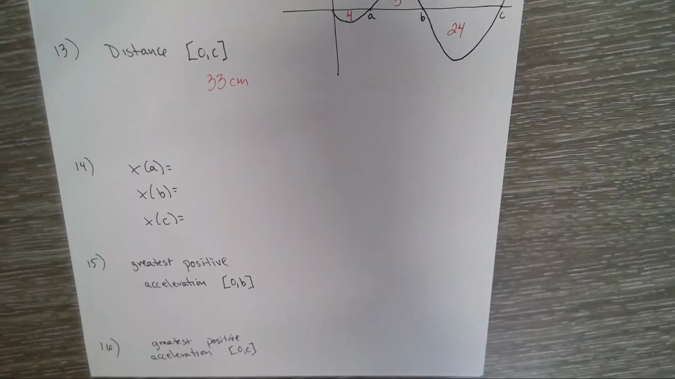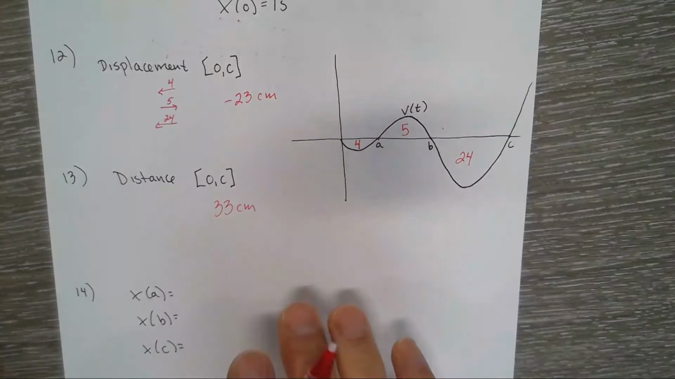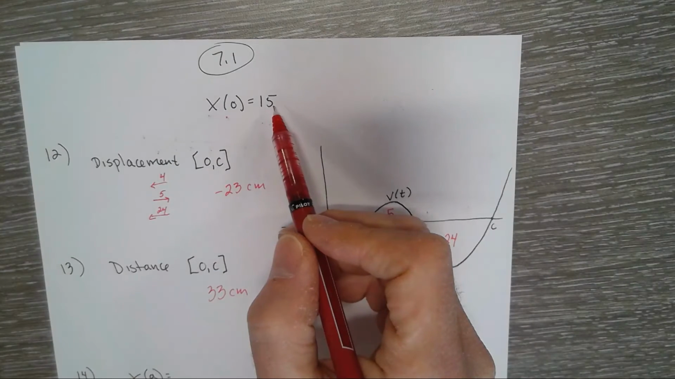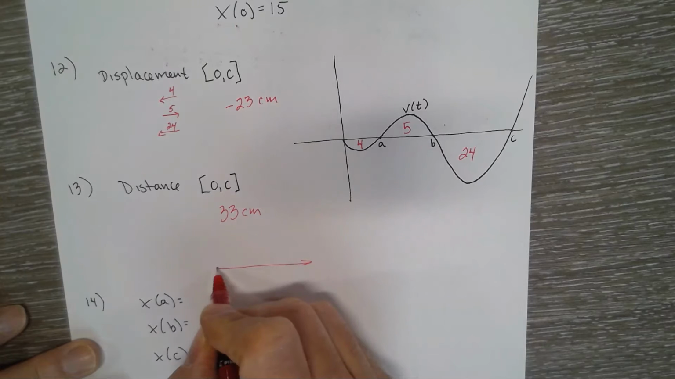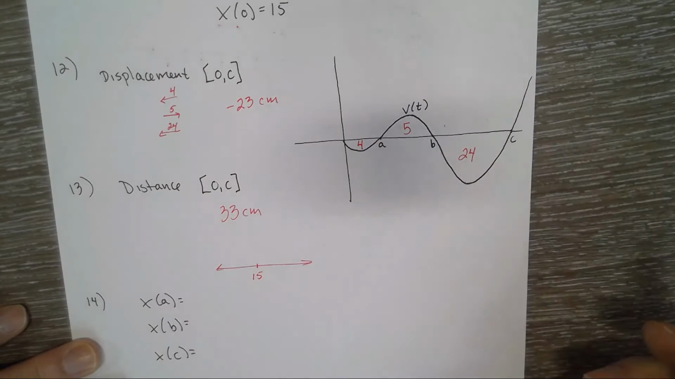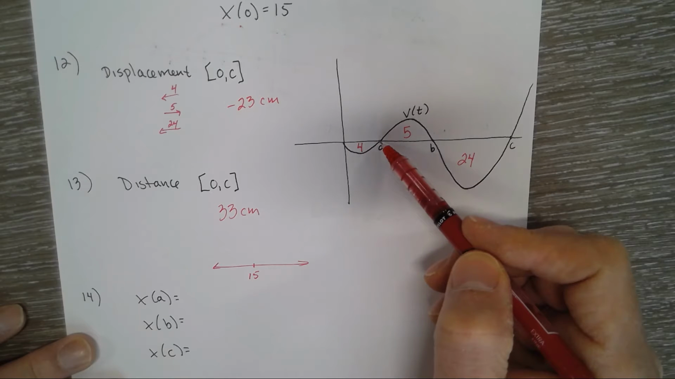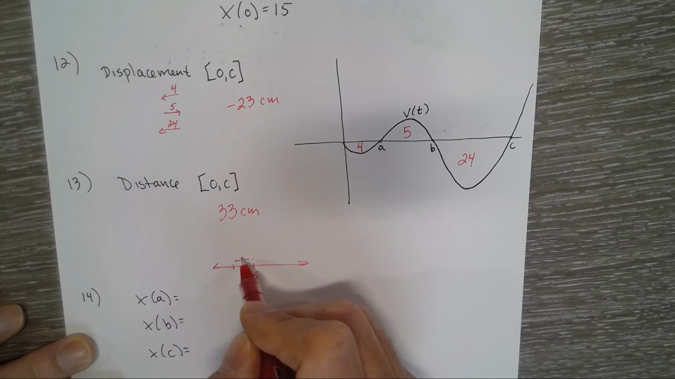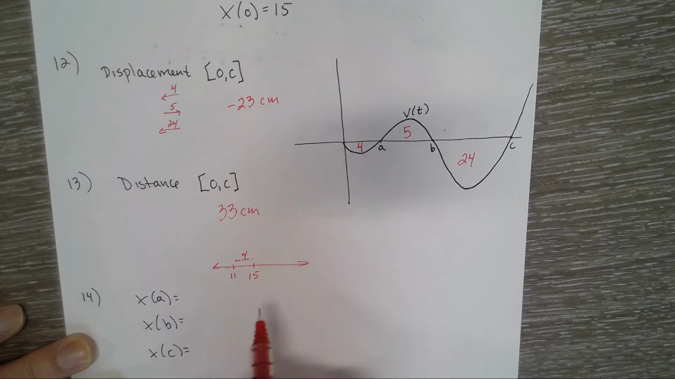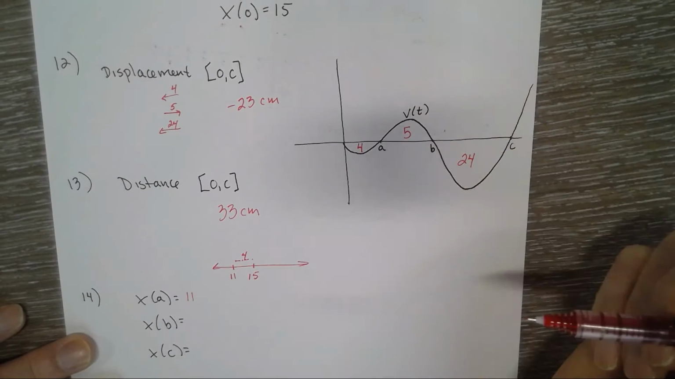Number 14, we want to know its position at A, B, and C. Okay, so we need to know that it started at 15. So on the number line, it started at 15. And then at A, from the beginning to A, we went backwards 4. So its position at A is going to be 11, because we started at 15 and went backwards 4.